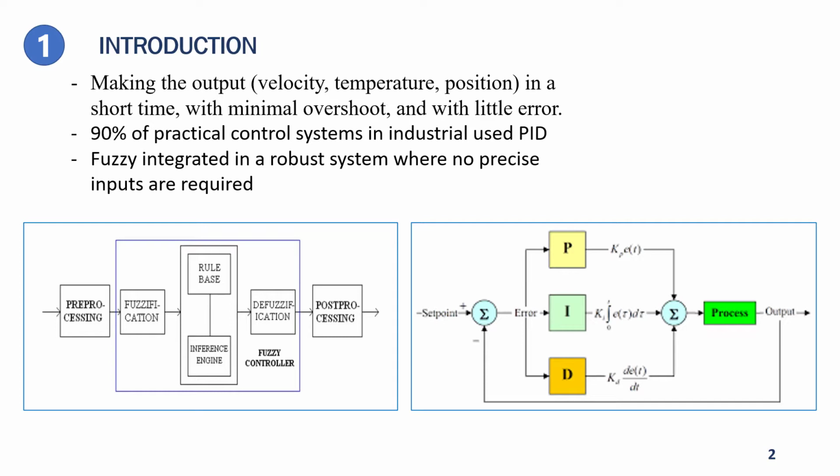The PID controller has 3 parameters: P stands for the proportional, I stands for the integral, and D stands for the derivative. It has a formula to calculate the output signal to the actuator.